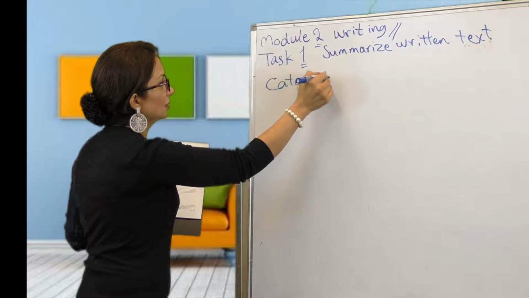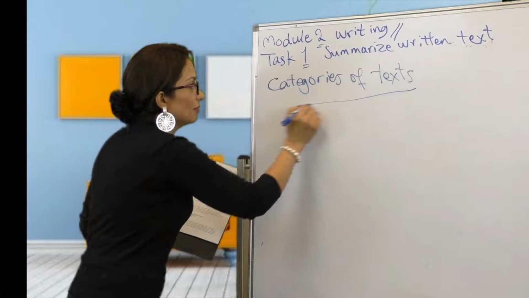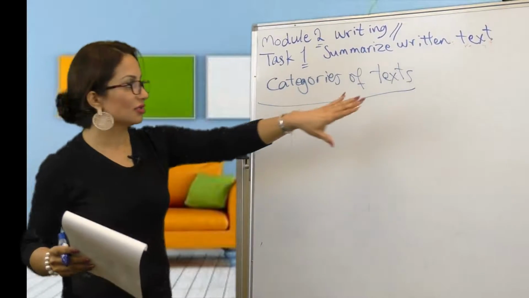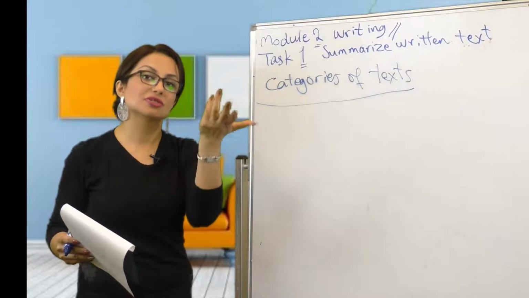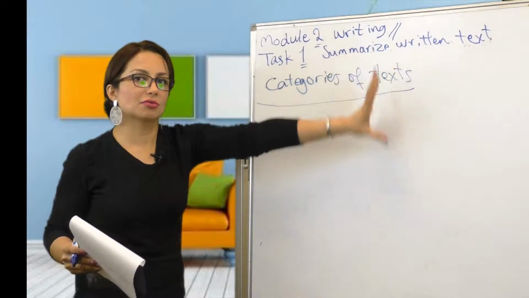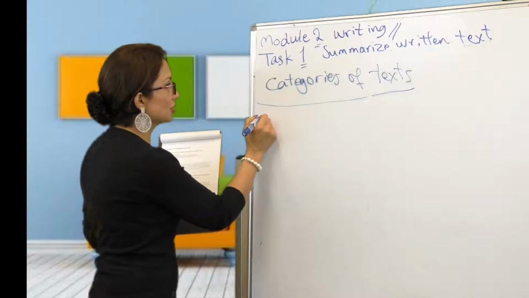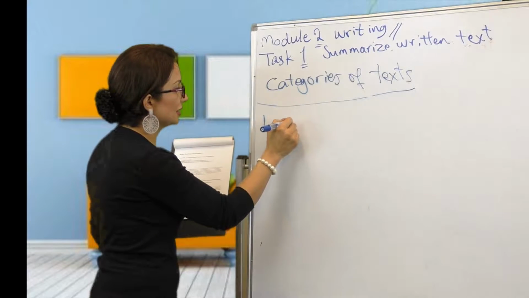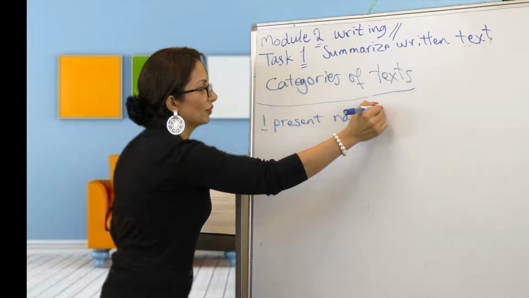Categories of texts. Because for this task you have a text, you will be given something to read and then to summarize it. We need to know that, for example, which areas are more popular and more common in this part. The first category is present narrative, which is a popular category for this part.